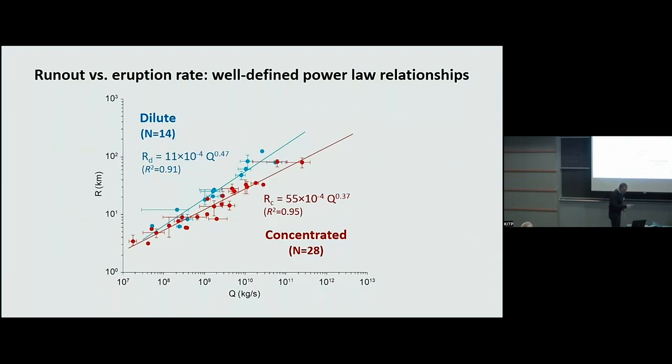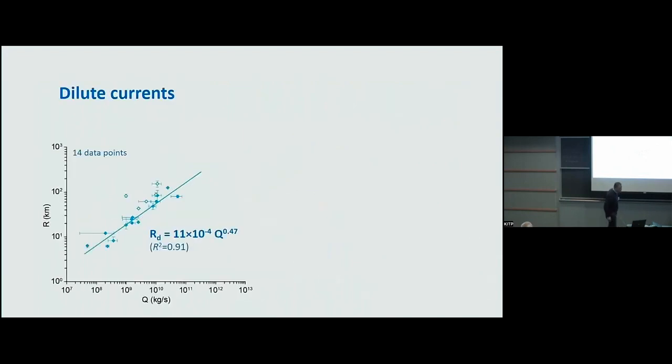So first, let's consider the dilute currents. We've got 14 data points in that case. And as a comparison, I show here the runout distance of flows that traveled over water. In all of our cases, the flows traveled on land.